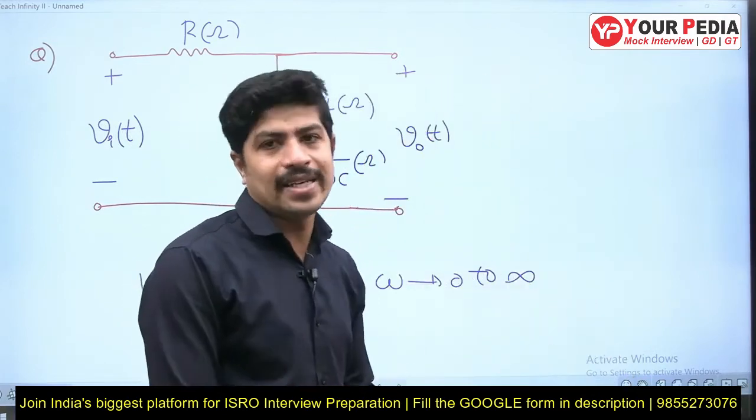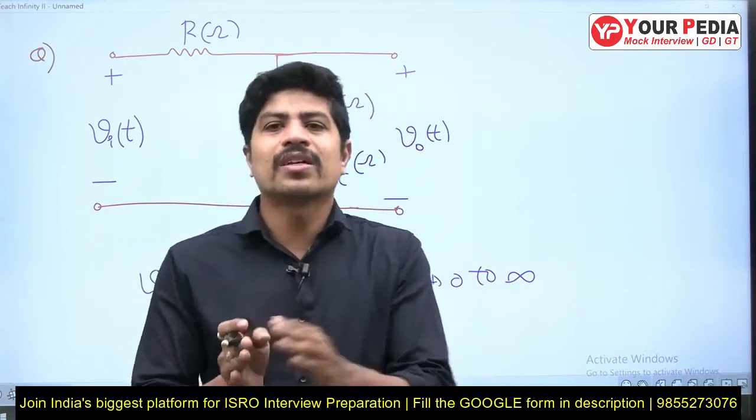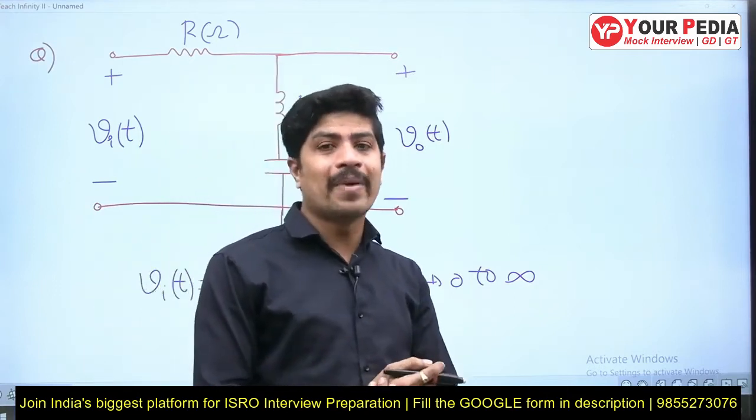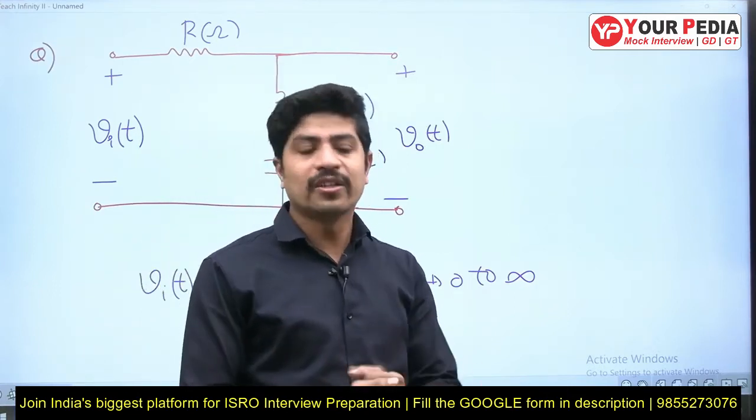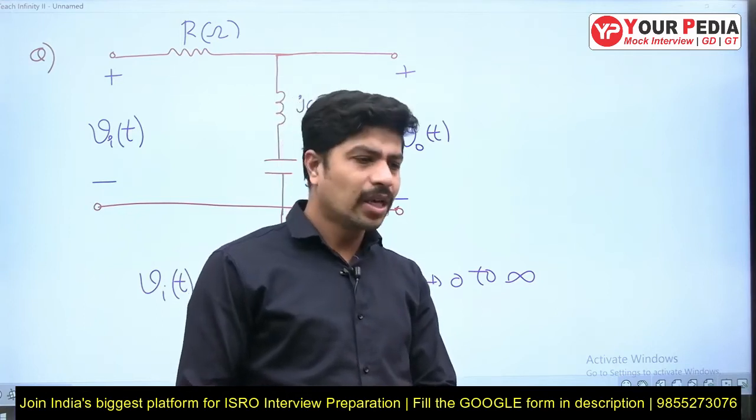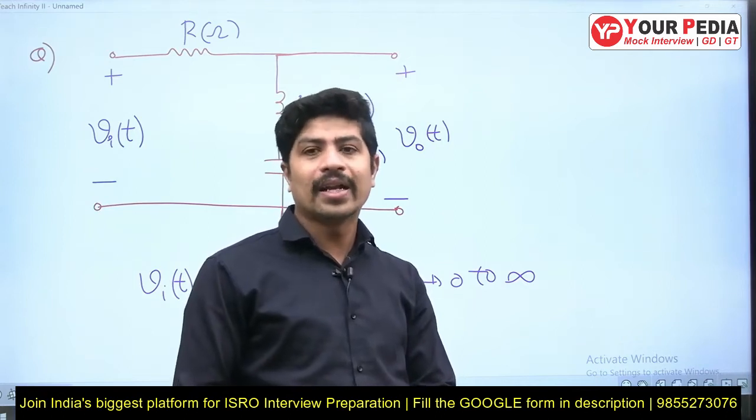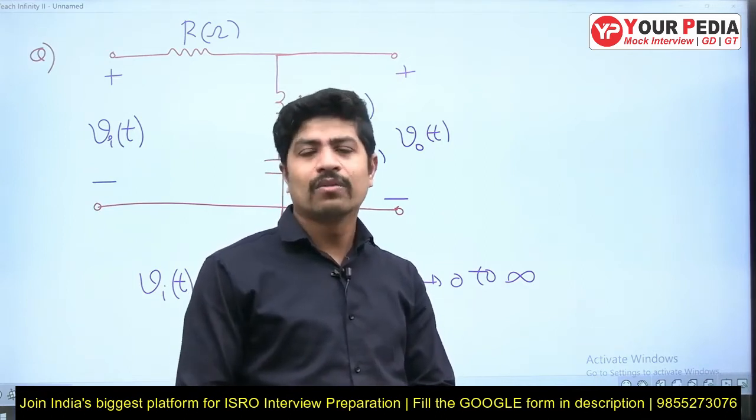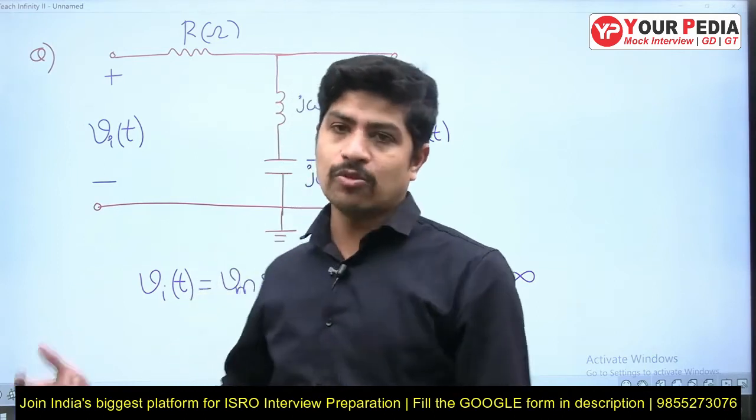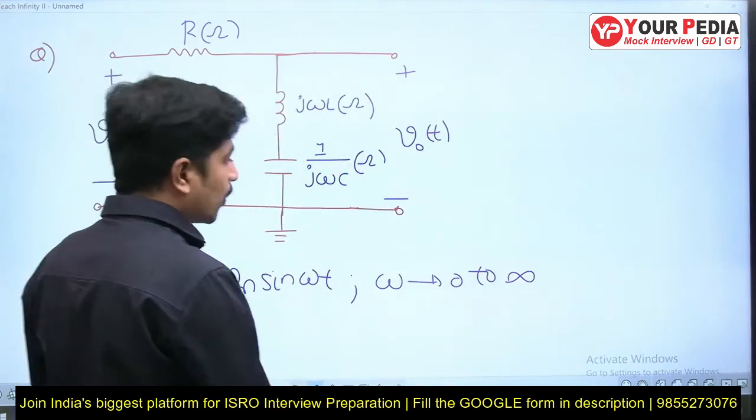Let's start analyzing. See, the analysis for low pass and high pass filters is different, but the analysis for the other filters, band pass and band reject filters, is going to be different. Low pass and high pass are possible with only one energy storage element, but if you want a band pass or band stop or band reject filter, we must have two energy storage elements if we are going with passive elements. Okay, now let's observe this circuit carefully.